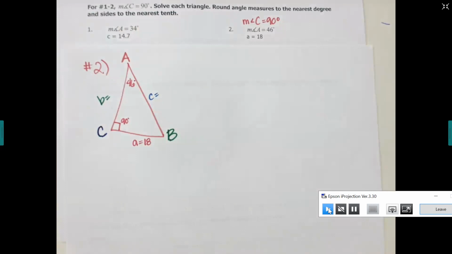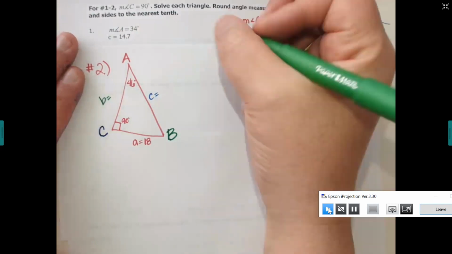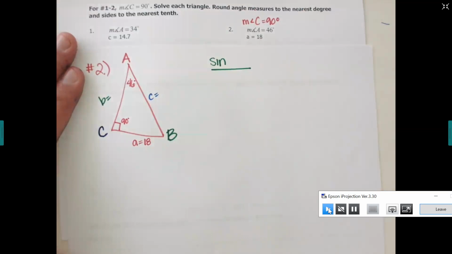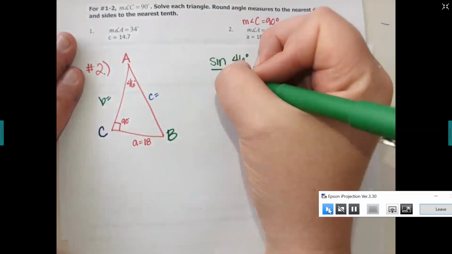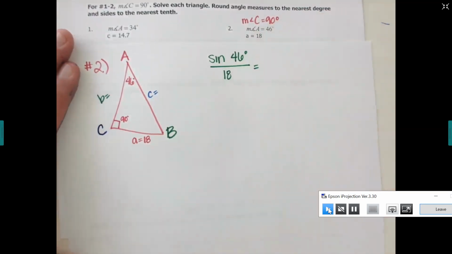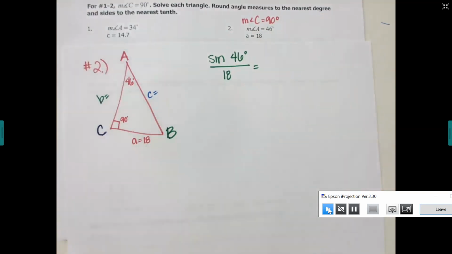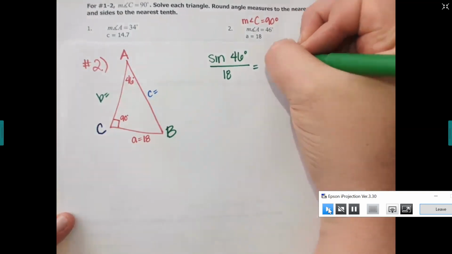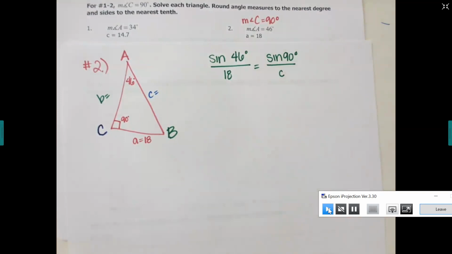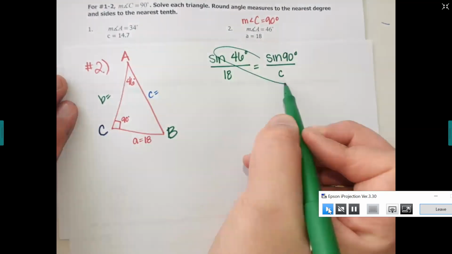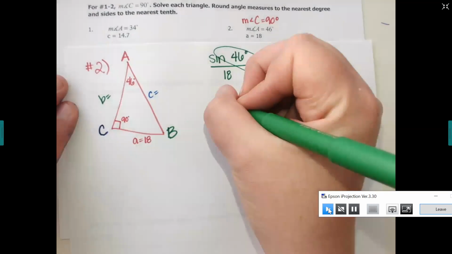All right, so what are the partners that I know both letters? A. We're going to start with A then. So we're going to do sine of capital A, which is 46, over little a, which is 18, equals. Then on the other side, we're going to put the other letter that we know one of the two, but we don't know both, which is C. What was angle C? So sine 90 over little c. So notice it's big A over little a, big C over little c, and we're going to cross multiply. I'm going to start with the diagonal that has the c in it. So I have sine 46 times c.